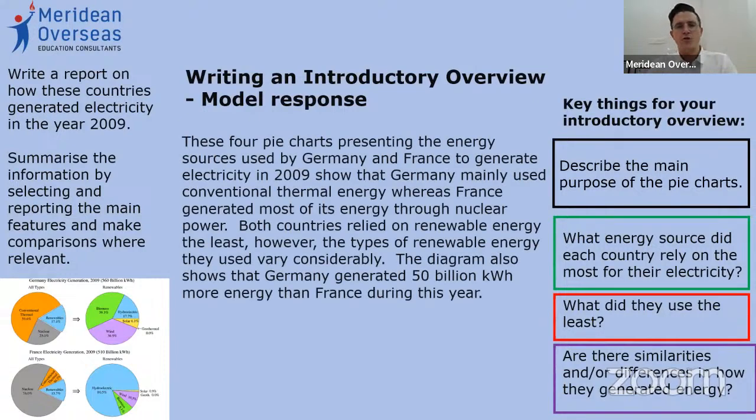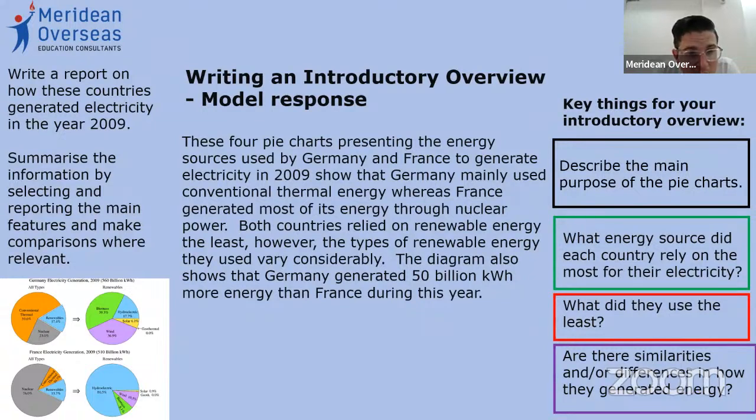Here is my introductory paragraph. These 4 pie charts presenting the energy sources used by Germany and France to generate electricity in 2009 show that Germany mainly used conventional thermal energy, whereas France generated most of its energy through nuclear power. Both countries relied on renewable energy the least.